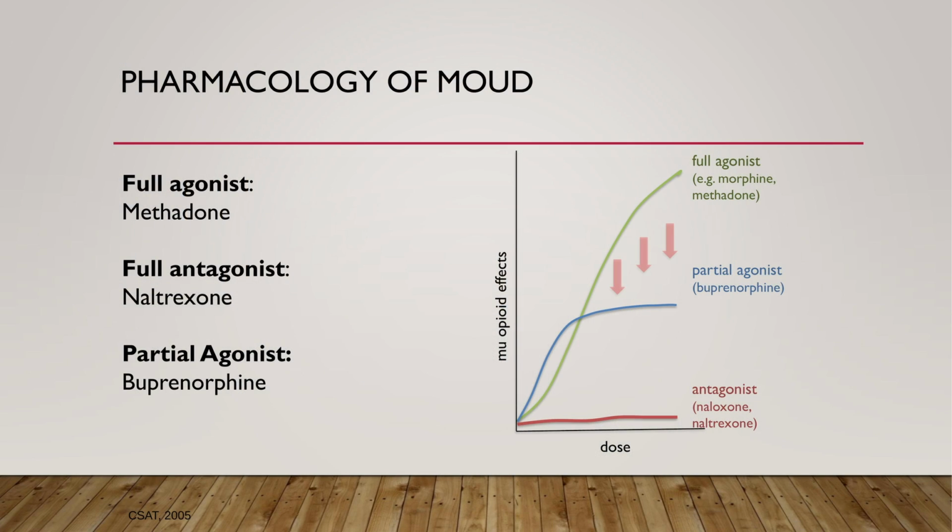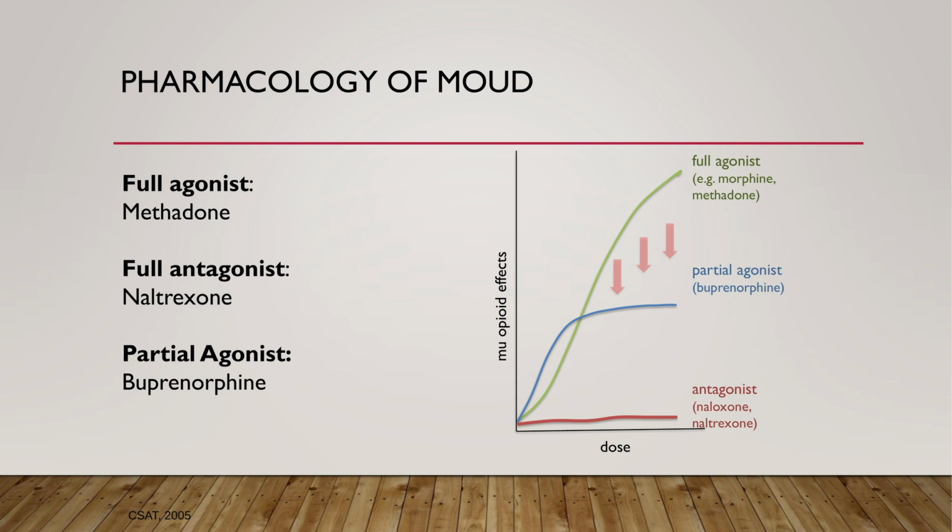The pharmacology of MOUD is interesting, and those three medications I talked about all work in different ways. We'll go into a little more detail. The pharmacology behind buprenorphine is the reason that primary care providers can prescribe it outside of an opiate treatment center. And I'll go into that here in a second.